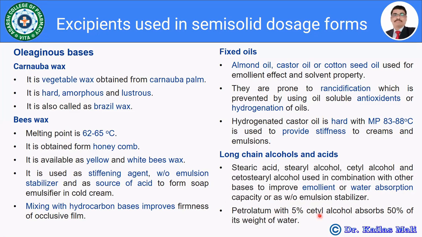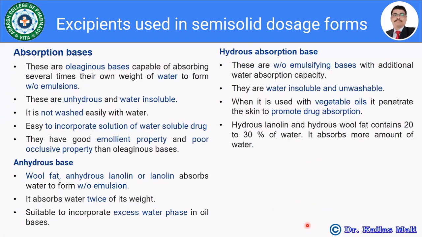Petrolatum with 5% cetyl alcohol absorbs 50% of its weight of water. So it has the capacity to accommodate 50% of its original weight, isn't it? I think so. Here we have finished the oleaginous base. Let us move towards the absorption bases.